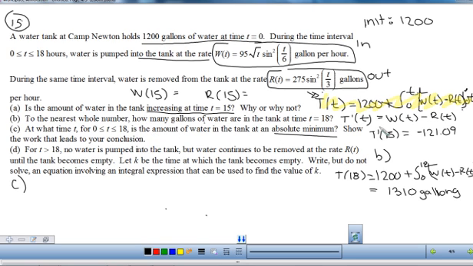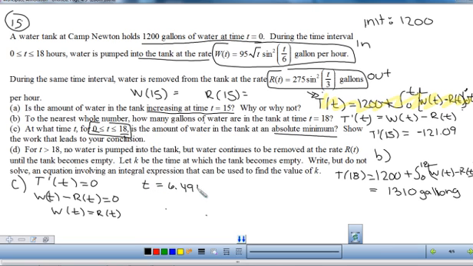Part C asks, at what time from 0 to 18 is the amount of water an absolute minimum? Since we have endpoints, we have to check our endpoints, and this is very important. First we set the derivative equal to 0, so W(t) minus R(t) equals 0. On my calculator, I'm going to see where they're both the same. The point of intersection is t equals 6.4948.